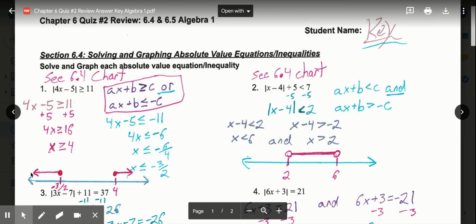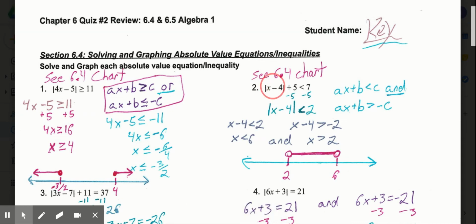In number 2, what we want to do first is get the absolute value on its own. So we have to subtract 5 from each side to get rid of the addition of 5. So our actual absolute value inequality is the absolute value of x minus 4 is less than 2.